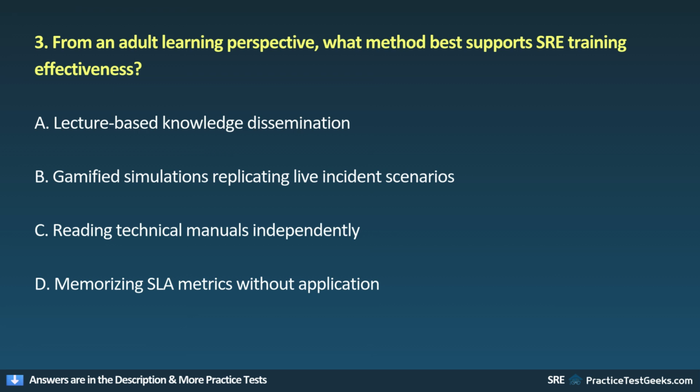3. From an adult learning perspective, what method best supports SRE training effectiveness? A. Lecture-based knowledge dissemination. B. Gamified simulations replicating live incident scenarios. C. Reading technical manuals independently. D. Memorizing SLA metrics without application.